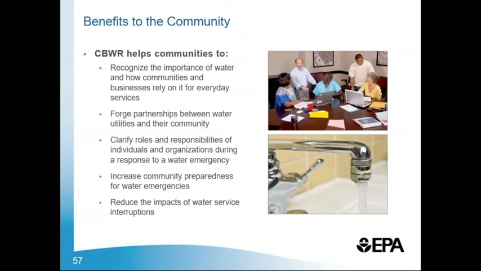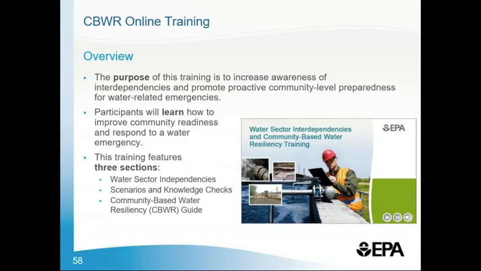Clarifying the roles and responsibilities of individuals and the organizations during a response to a water emergency, as well as increasing the community preparedness for those water emergencies, so that the community as a whole, to include those interdependencies and the citizens, are better prepared. And finally, reducing the impacts of those water service interruptions so that when water is compromised, it is reduced to the most minimal impact possible and folks are able to sustain.